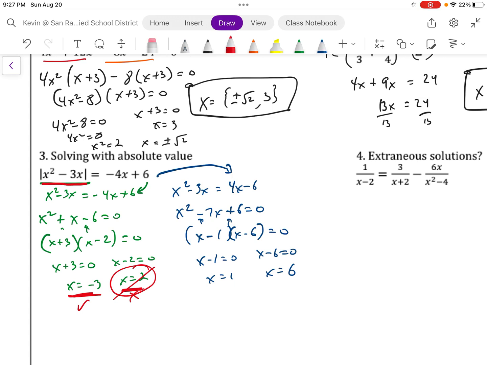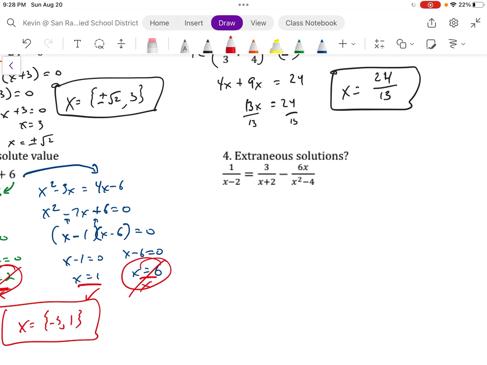And again, we're going to come back in and test each one of these. So if I put 1 in here for x, negative 4 plus 6 is a positive number, so that checks out. If I put 6 in here, negative 4 times 6 is negative 24 plus 6, that's negative 18, so that does not work, so it's extraneous. So our solution set is x equals negative 3 and 1.